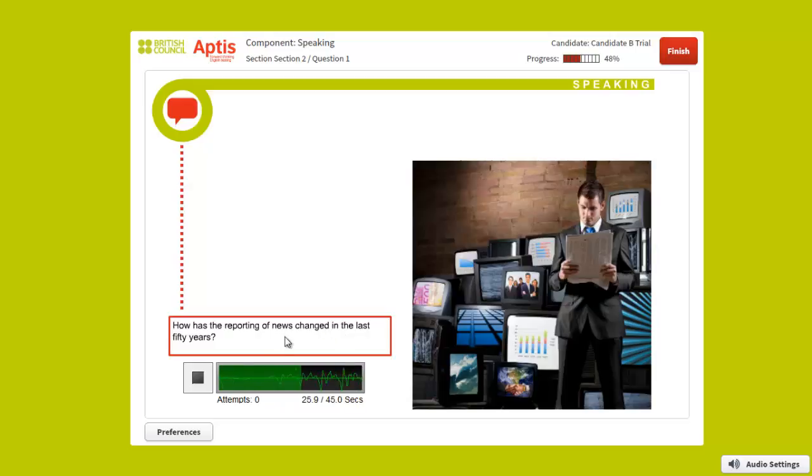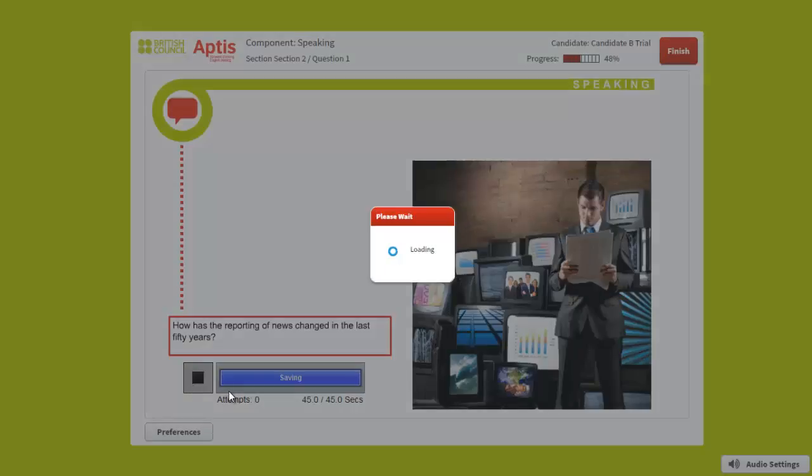You speak about the past. They used only newspaper to get the news, but now you have many different ways to get the news, and it's available for everyone now by using even the mobile phone, the smartphones, and YouTube. So you have to stop when you hear this beep and it's saved.